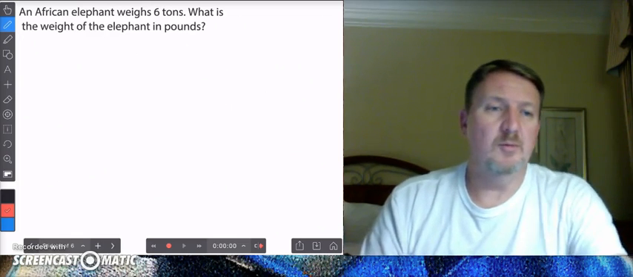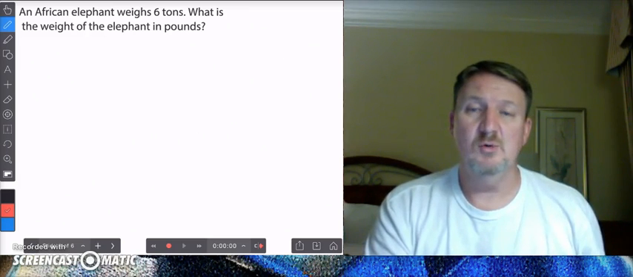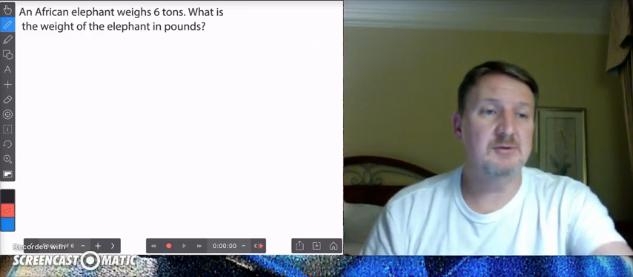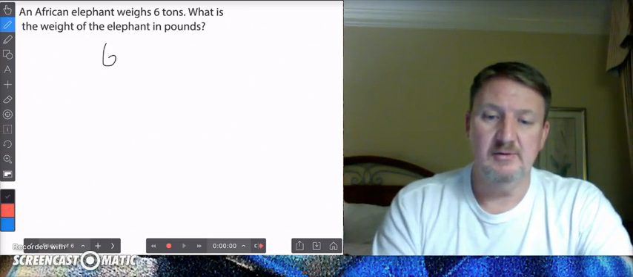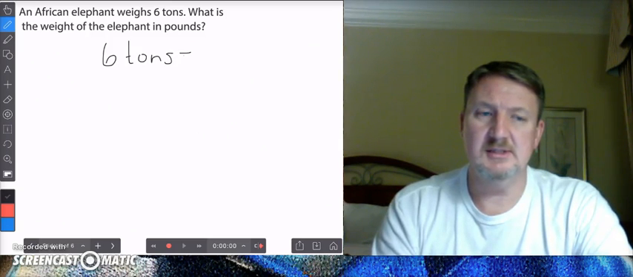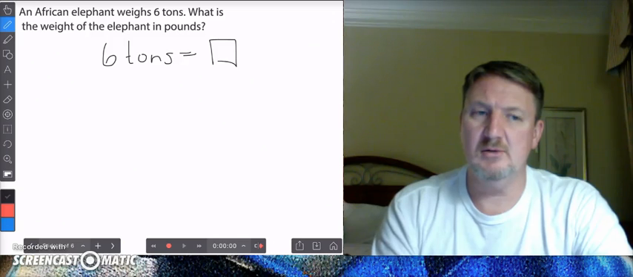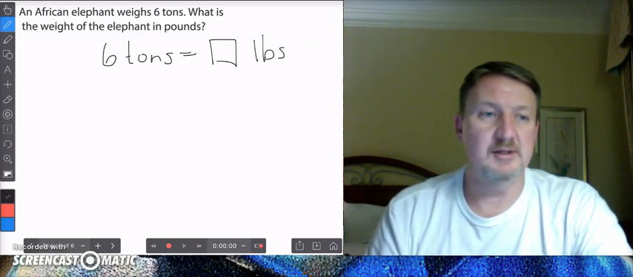All right, let's look at one more problem. An African elephant weighs 6 tons. What is the weight of that elephant in pounds? All right, so let me go back to black. I know that 6 tons, write that down, 6 tons equals some unknown number of pounds. Okay, we don't know what that number is.